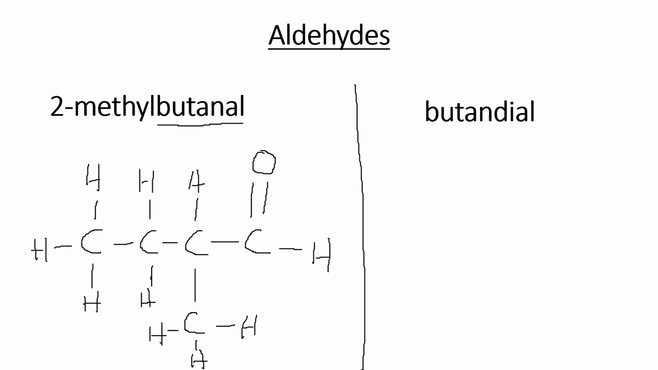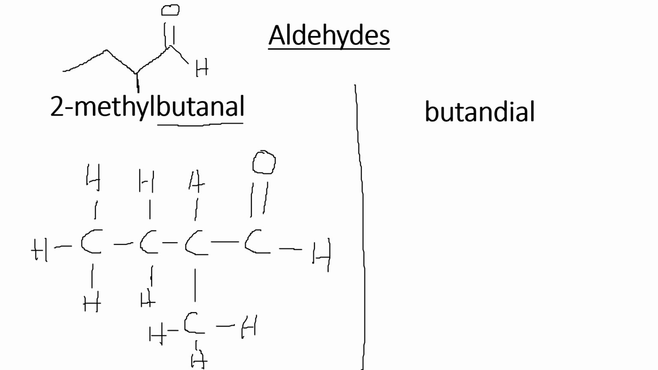Okay, so that's 2-methylbutanal. If it was 3-methylbutanal, then the methyl group would be coming off the third carbon. So we always start the counting at the aldehyde group. So 1, 2, 3, 4. In terms of skeletal formula, draw out your zigzag with 4 points, aldehyde group at the end, and then your methyl group coming down off carbon number 2.